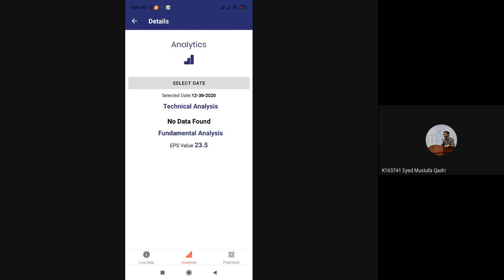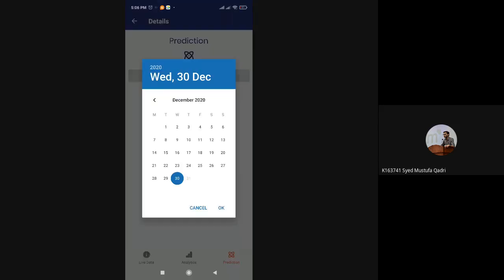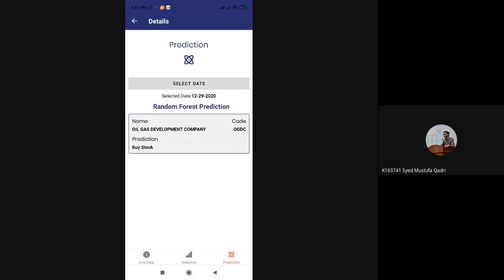Coming to the analytics page, I will again choose this. These are the signals, like Bollinger signals, which show that the stock health is currently stable. MACD signals show that this is the time to sell the stock. And EPS value 23.5. Now moving to the prediction, which is our random forest prediction that we have implemented. Here it is saying the prediction is to buy.